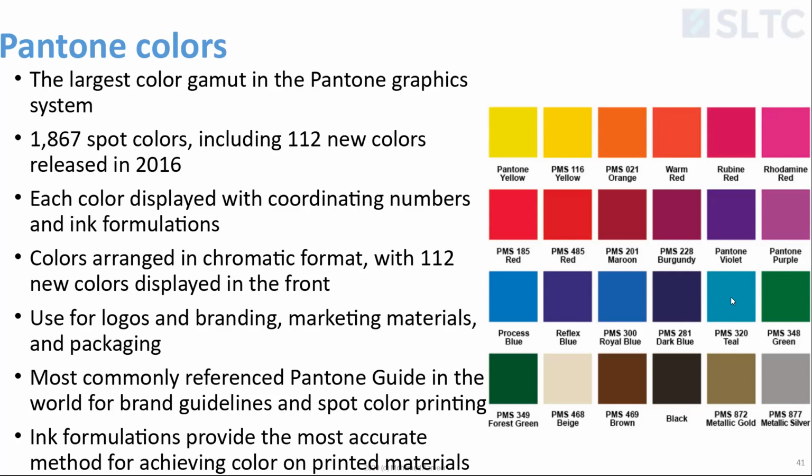Okay, in fact, we have the same color system on our computers also. If you're using a tool like, again, Photoshop, there is a color palette called the Pantone color palette, and if you go there and look for PMS 320 teal, you get exactly that color. Okay, so that's how you use the Pantone color systems in real world applications. Now, by 2016, they had 1,867 spot colors, right? And they also added 112 new colors.